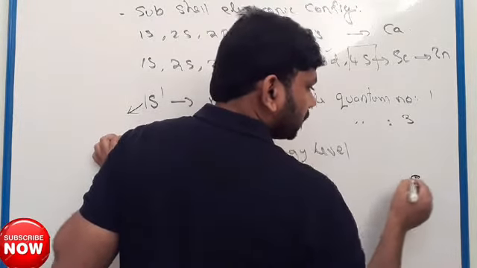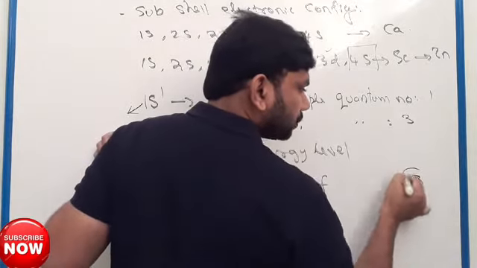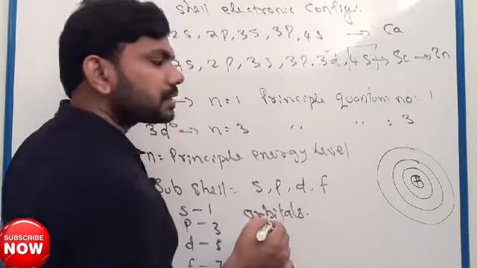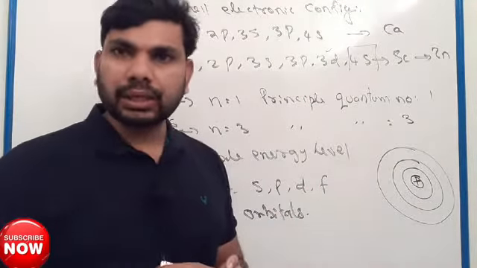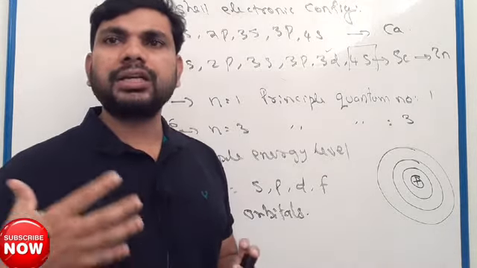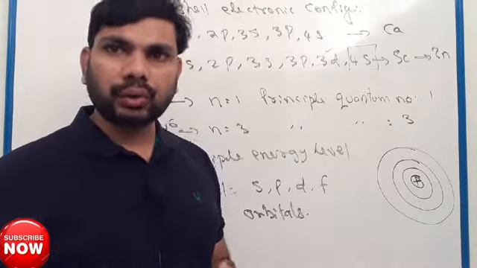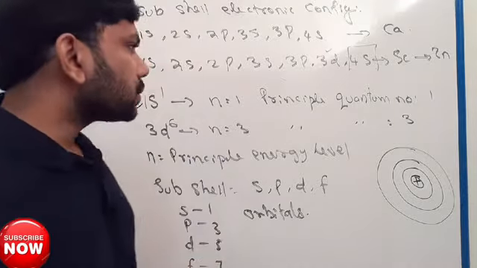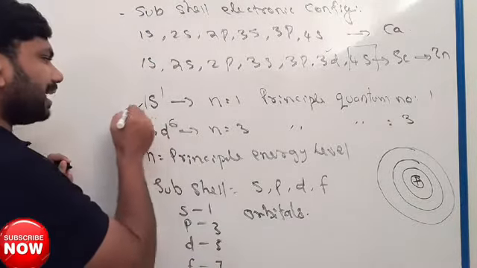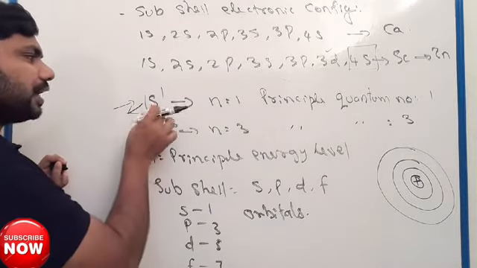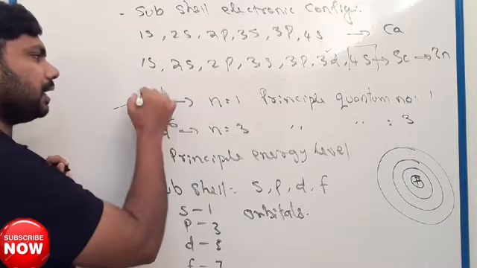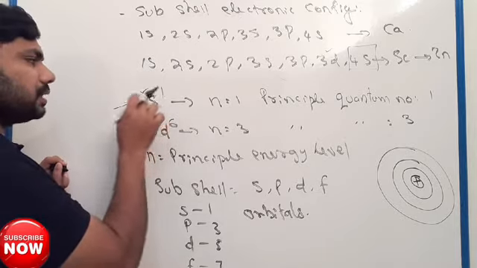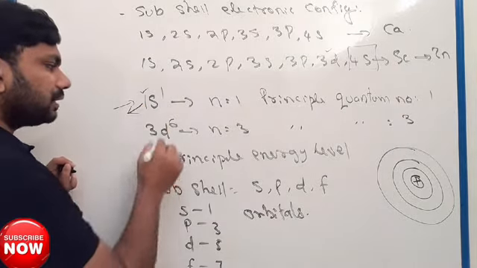We know an atom consists of a nucleus. Around the nucleus there are many energy levels. These energy levels are called principal energy levels, or main shells, or orbits. For hydrogen, the outer shell electronic configuration is 1s1, which means this electron is in the first energy level.